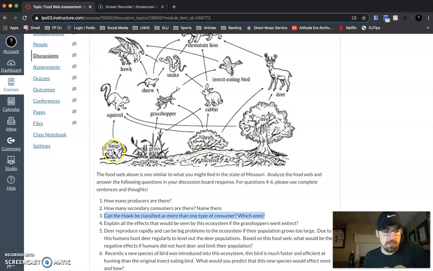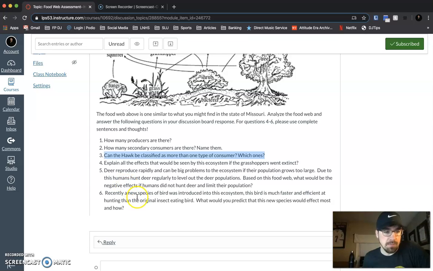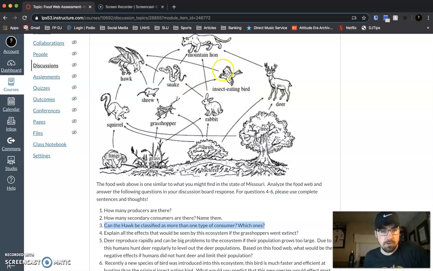Okay, so then that brings us to number 6. Recently, a new species of bird was introduced into the ecosystem. This bird is much faster and efficient at hunting than the original insect-eating bird. What would you predict that this new species would affect most, and how? Okay, so if we had a new bird introduced into this ecosystem that was better suited to hunting insects than this guy, the effect would be this guy would have competition, right?